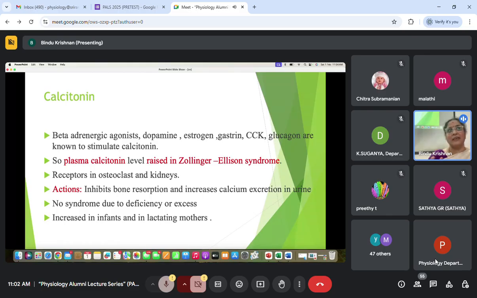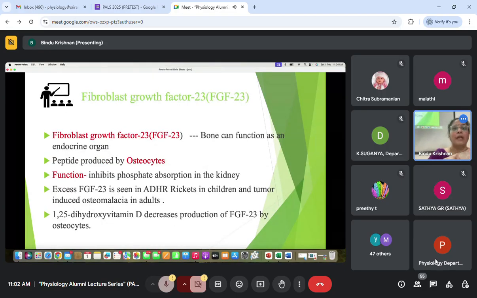It helps in mobilizing calcium from the mother to the feeding infant during the lactation period. Now, a bit on this fibroblast growth factor 23, because the effect of this is less on calcium metabolism but more on phosphate metabolism. But with the discovery of this, it has been proved that bone can function as an endocrine organ, right?